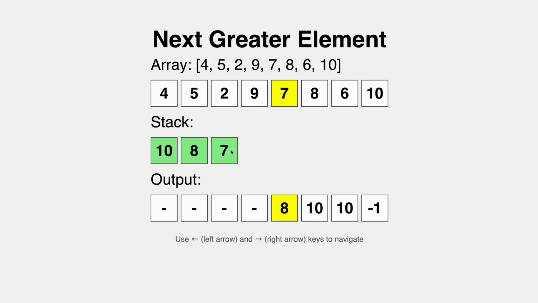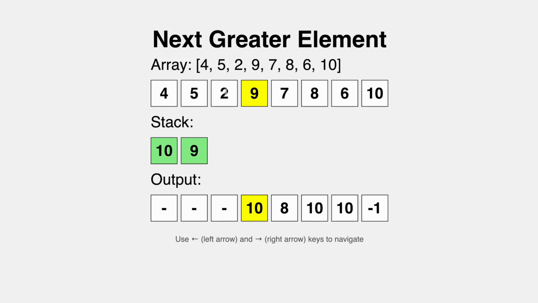Since 9 is greater than 7, this is invalid, so I will just pop 7 out of the stack. I don't need 7 anymore because I have got a greater number than 7. Then I will compare 9 again with the new top of the stack, which is 8. Again 9 is greater than 8, so I will pop 8 as well. Now again I compare 9 with the top of the stack, which is 10. Now 9 is lesser than 10, so my output for 9 would be 10, and then I will push 9 into the stack.